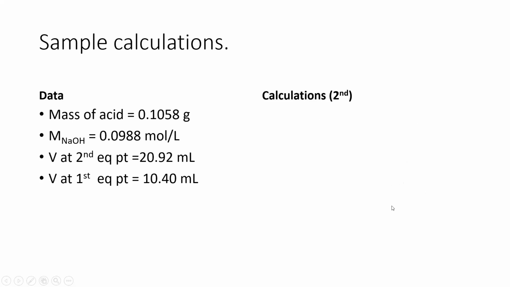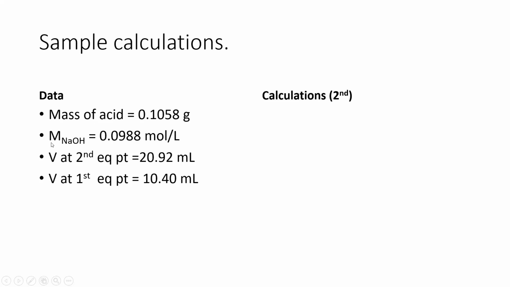All right, so let's look at some sample calculations. Let's suppose that you weighed out 0.1058 grams of an acid. Now in your lab, you're not going to know what this acid is. So you don't have a formula to look at that you can calculate anything.